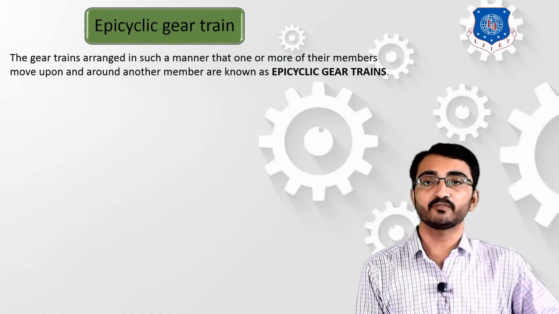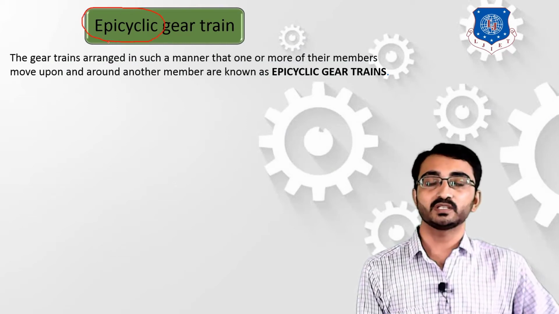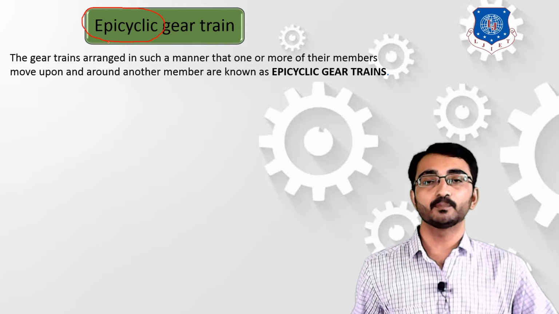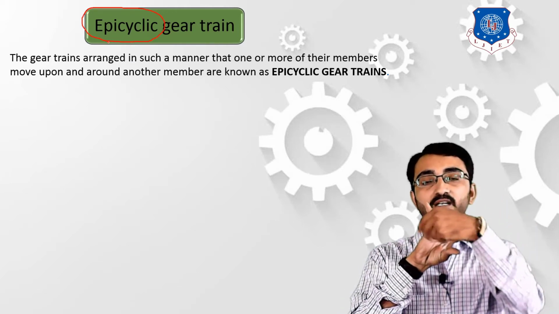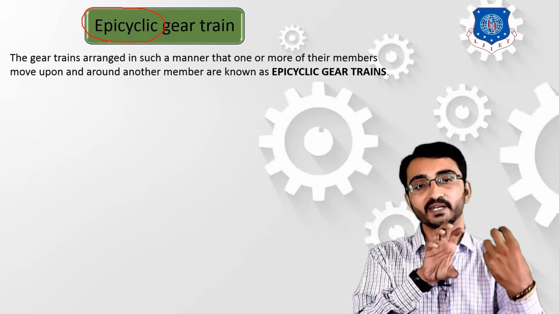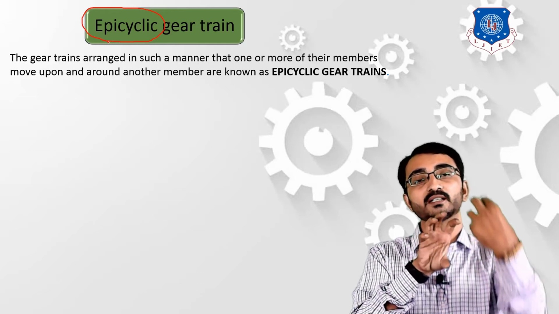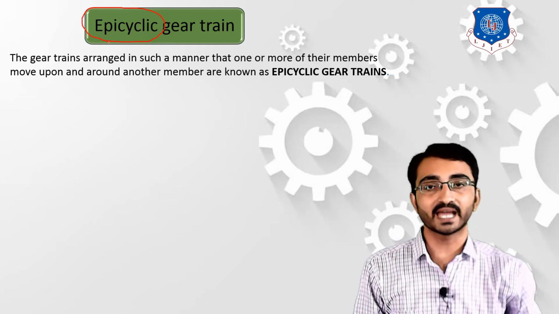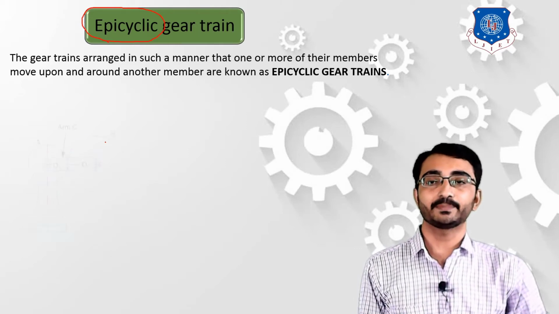Now first of all we have to learn about the word epicyclic. Epicyclic means when a body or a circle is rotating on another circle or another body, then the type of curves obtained by revolving or rotating one body on another circular body is known as epicyclic. So let's refer to one diagram regarding epicyclic gear train.